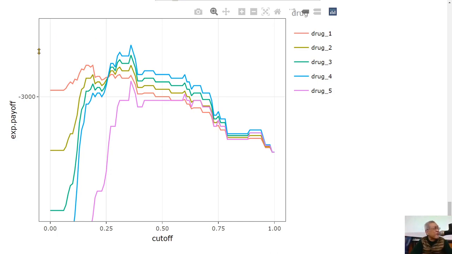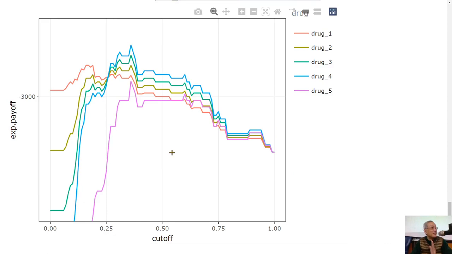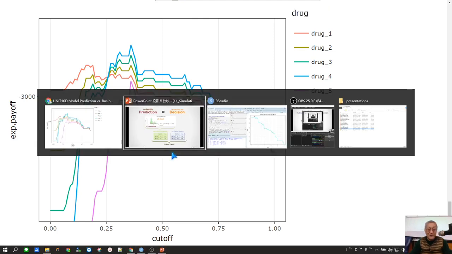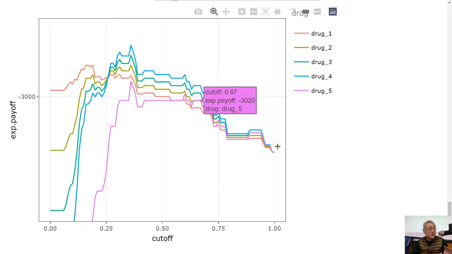So that's basically what we have done last week. In this process, we have already applied assumption and simulation to help us make decisions. Again, this is the prediction, and this is the assumption. We need to simulate different cutoffs, and different cutoffs imply different confusion matrices. So you will see a curve like this.